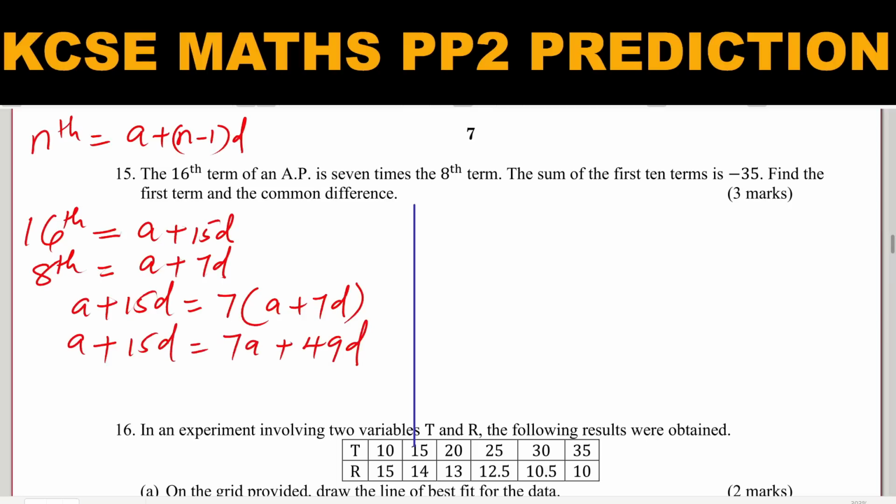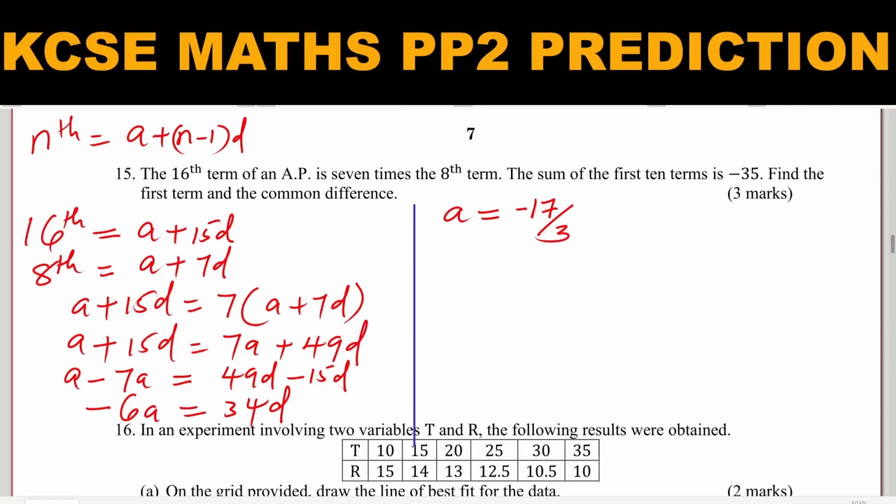So you can reorganize this by bringing the like terms together. I'll bring the a's to the left hand side. I have a minus 7a is equal to 49d minus 15d. So this will give negative 6a is equal to 34d. Making a the subject, by dividing both sides by negative 6, you'll get a is equal to negative 17 over 3 d.